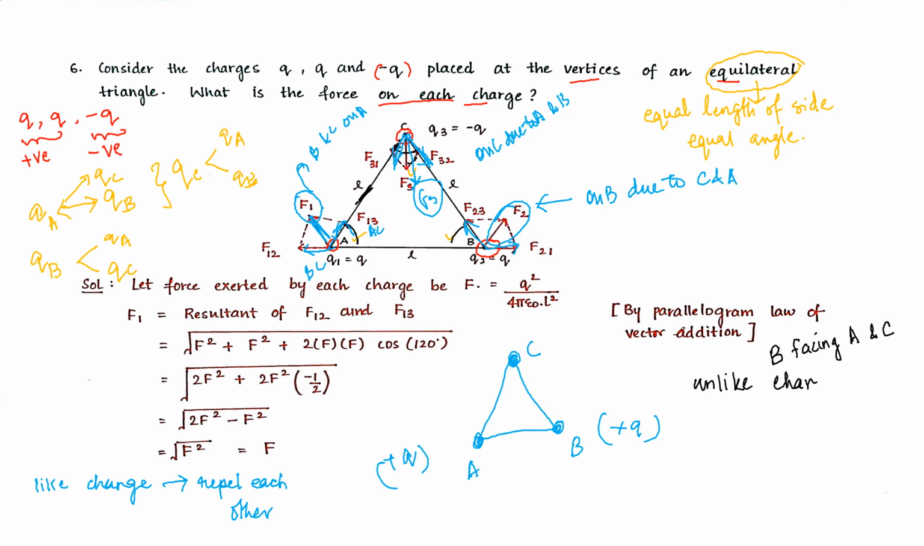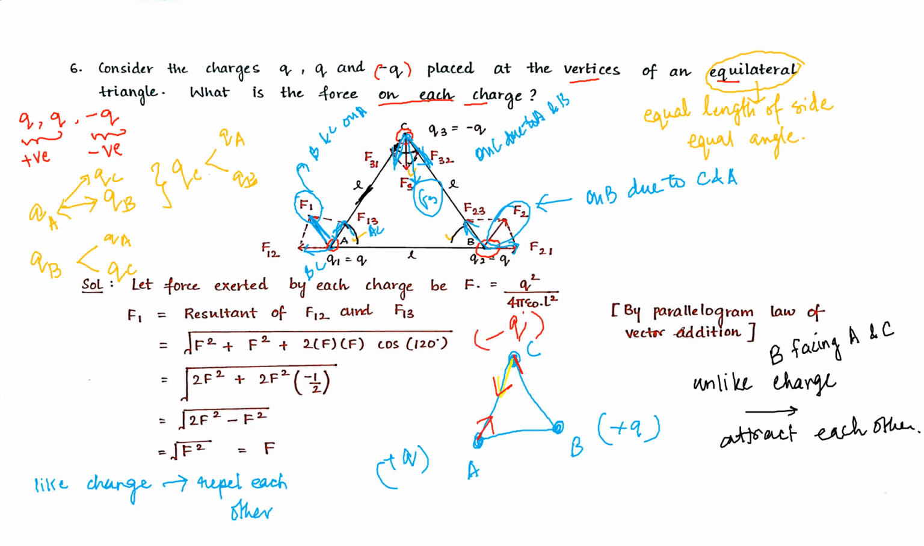Unlike charges do attract each other. Okay. So like charges attract each other. So what will happen now is C will attract A in this direction, and A will attract C in this direction. So the vector will go like this. This is minus Q.